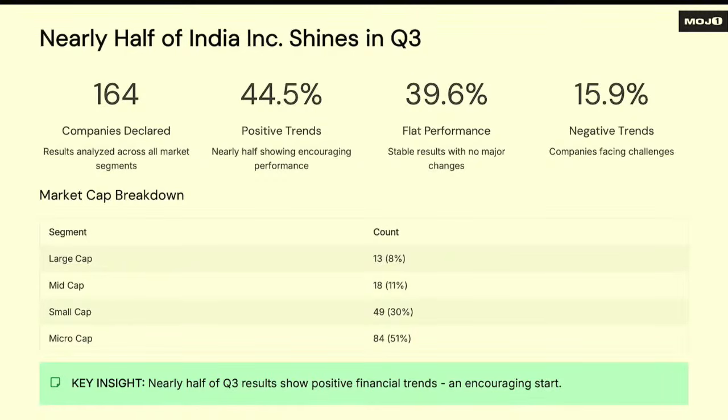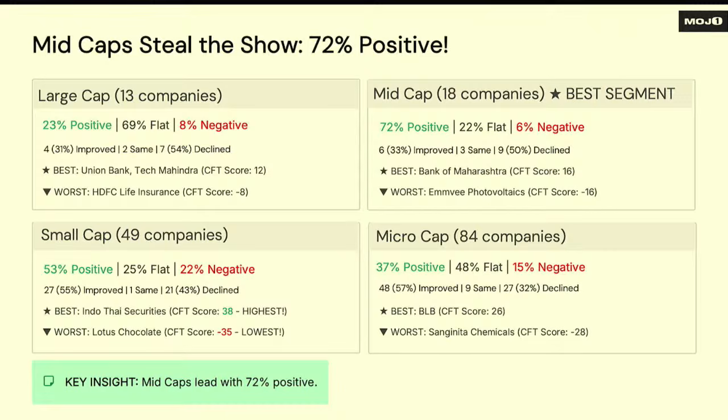The only encouraging start on this slide is the number of companies which are either positive or flat. Negative is about 15.9%. Positive, as I said, is a good start, with 44.5% of companies declaring positive results. Let's move on and go a little deeper.